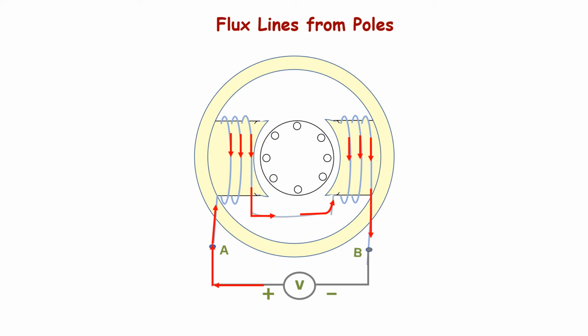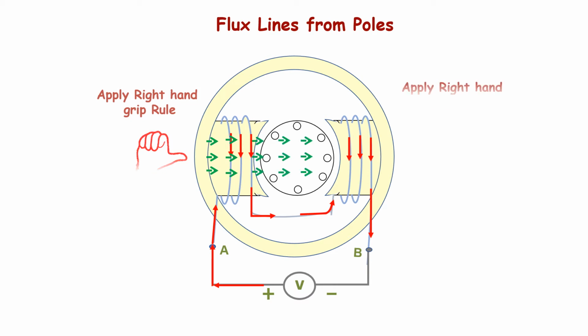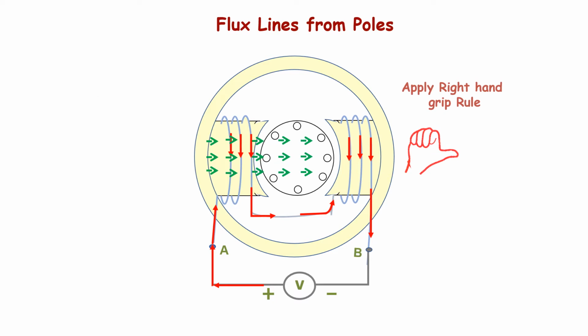Let us see how the flux lines are produced from the poles. You are seeing in the figure the directions of the currents in the two field coils. Apply the right hand grip rule to the first field coil. Show the four fingers in the current's direction. The thumb is directed towards right. So the field lines will be produced in the direction towards right. Apply the right hand grip rule in the similar way to the second field coil. The thumb is directed towards right, so the field lines will be towards right.